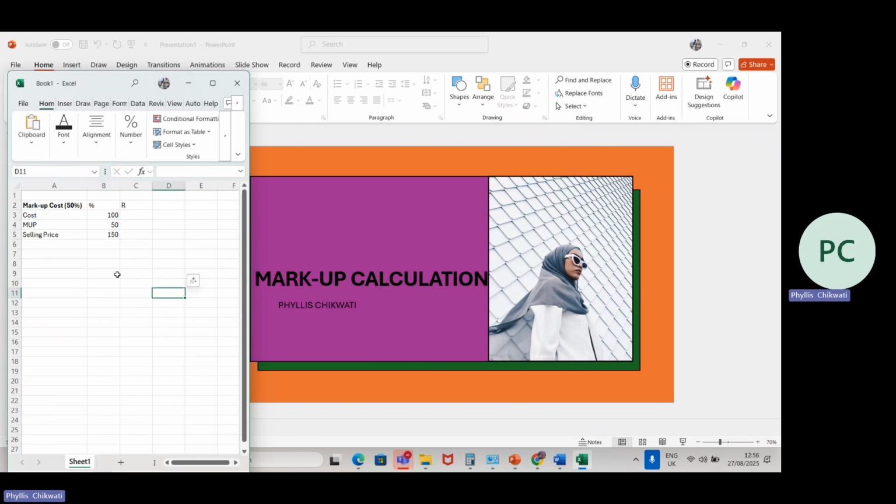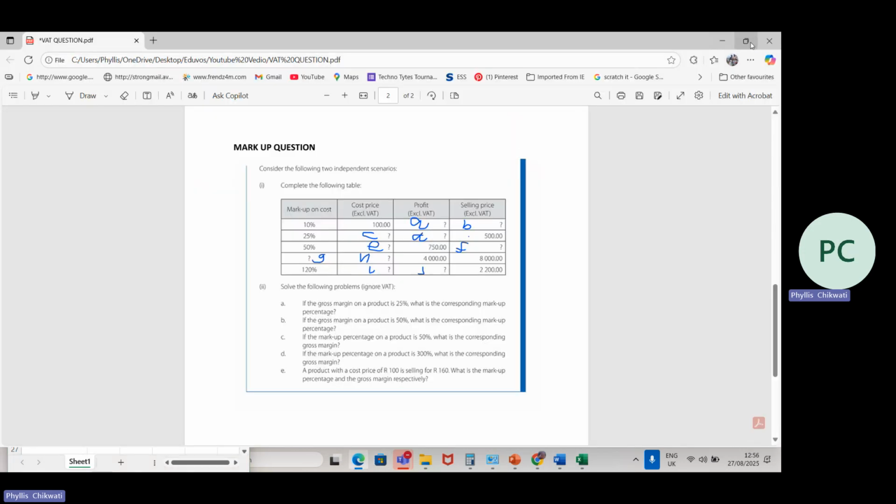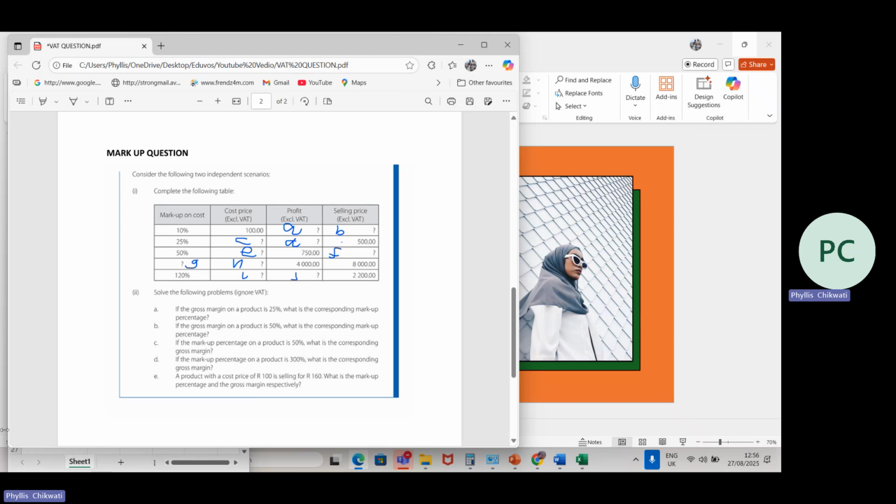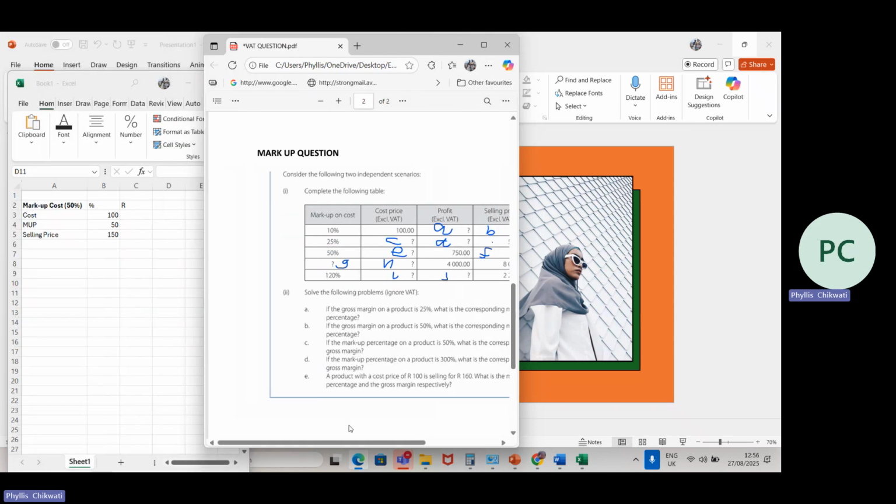150. Now there comes a question where you are required to calculate your markup. So let's look at this question. Let's put it aside on the top right corner. We're going to have our question on our top right corner.